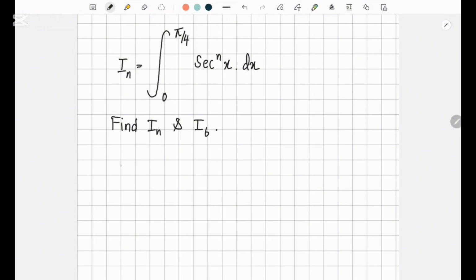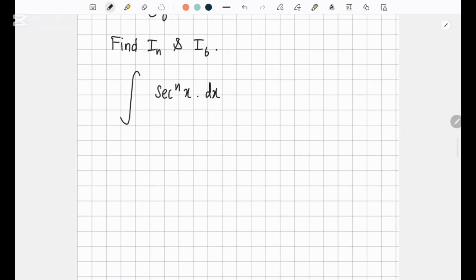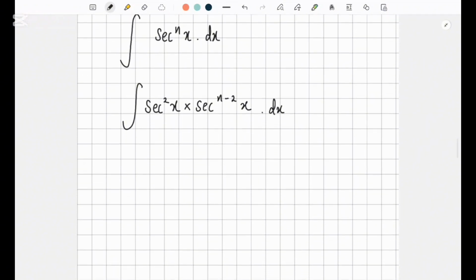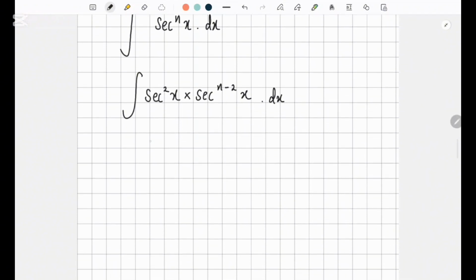So your first step would be, just ignore the intervals for now. Let's just focus on the integration of sec x to the power n. So you could write this as sec x squared, so sec x to the power 2 into sec x to the power n minus 2, right? You could write it like this. Now we'll have to use integration by parts. And the formula for integration by parts is this.